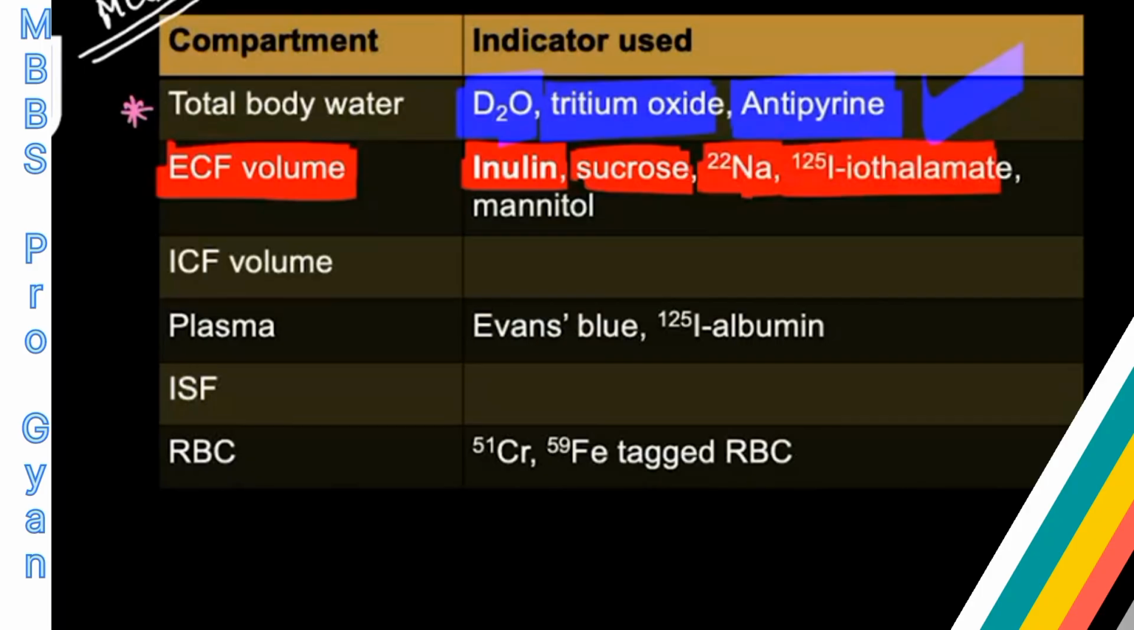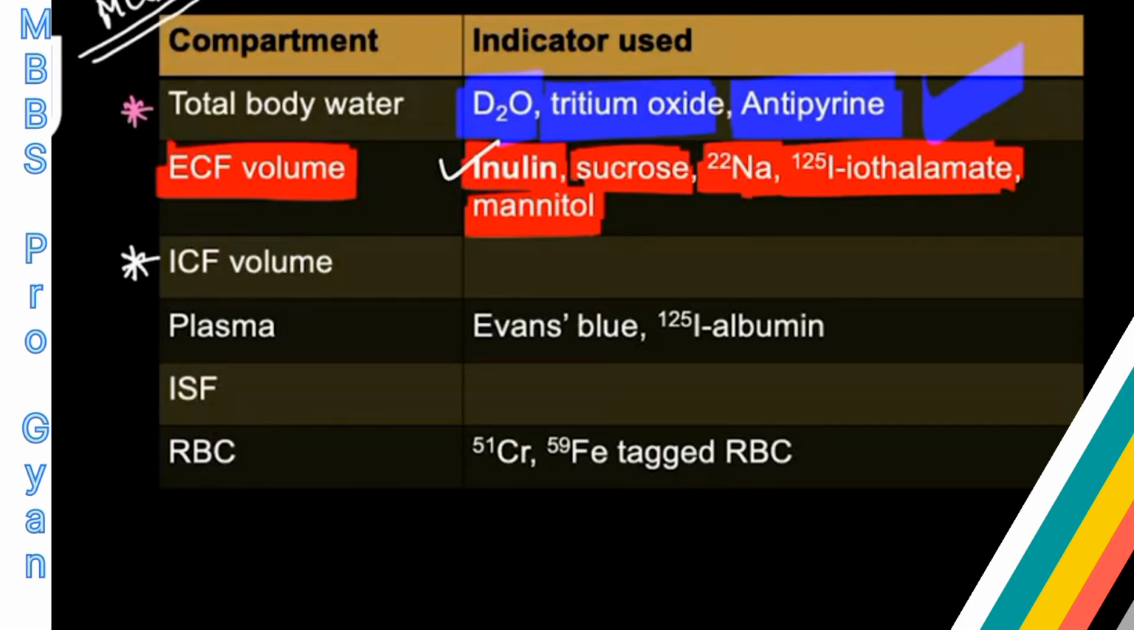Similarly, sodium isotope, iodine isotope, I-125 isotope, which is attached to iothalamate, right? You can also use mannitol for ECF measurement, but the best substance is always inulin, right?